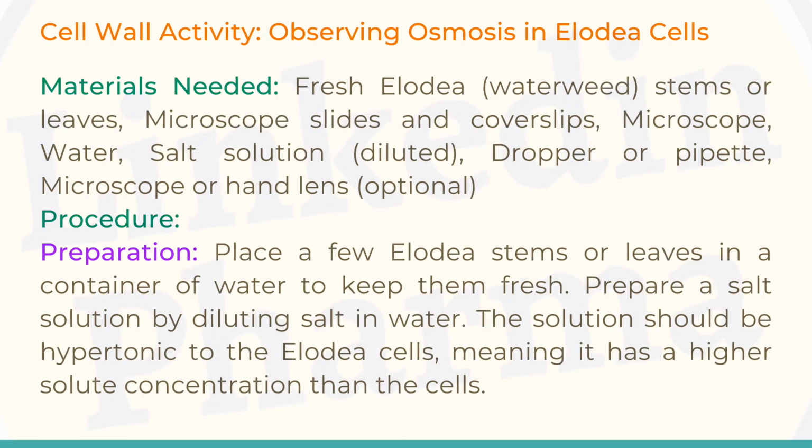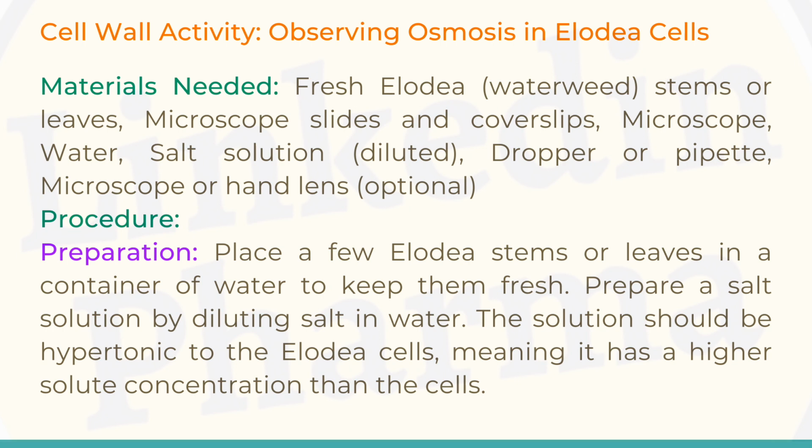Cell wall activity: observing osmosis in Elodea cells. Materials needed: fresh Elodea waterweed stems or leaves, microscope slides and cover slips, microscope, water, diluted salt solution, dropper or pipette, microscope or hand lens (optional). Procedure. Preparation. A. Place a few Elodea stems or leaves in a container of water to keep them fresh.